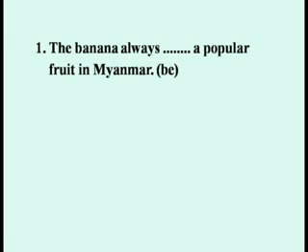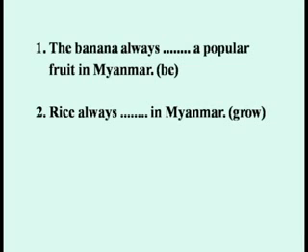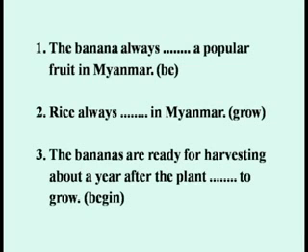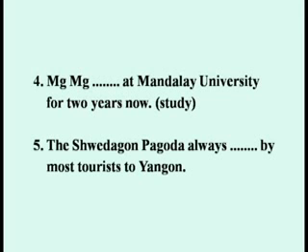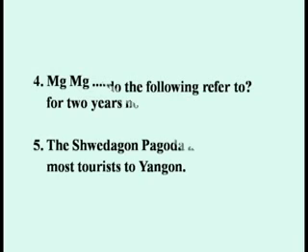Now, complete the following sentences using this construction and the words indicated in brackets. Bananas have always been a popular fruit in Myanmar. Rice has always been grown in Myanmar. The bananas are ready for harvesting about a year after the plant begins to grow. Mama has been at Manly University for 2 years now. The Shwedagon Pagoda has always been visited by most tourists to Yangon. All the answers are given in your study guide.